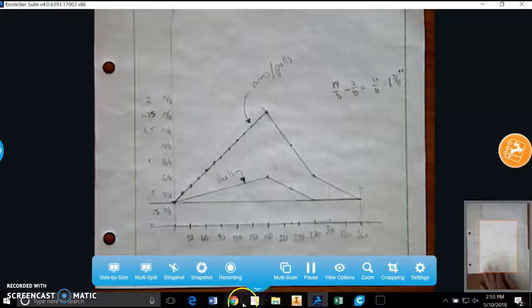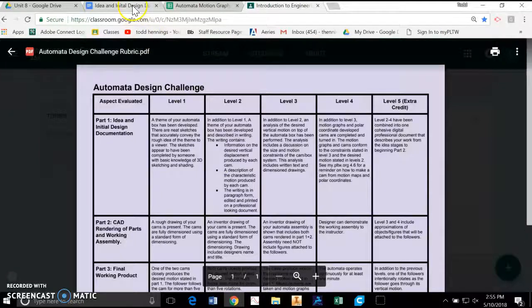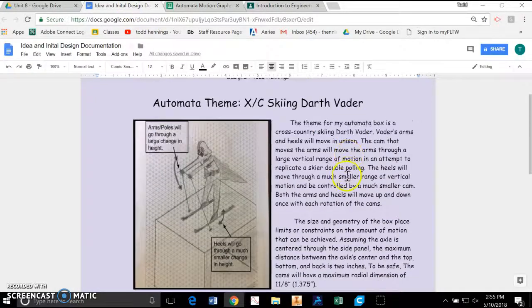On my example for this, you'll notice that for level 2 and 3, there's some writing involved. So here's my picture with a couple annotations. Here's the writing for level 2, and here's the writing for level 3. And again, that's going to be posted on the board for you to check out in more detail. So that part is squared away.